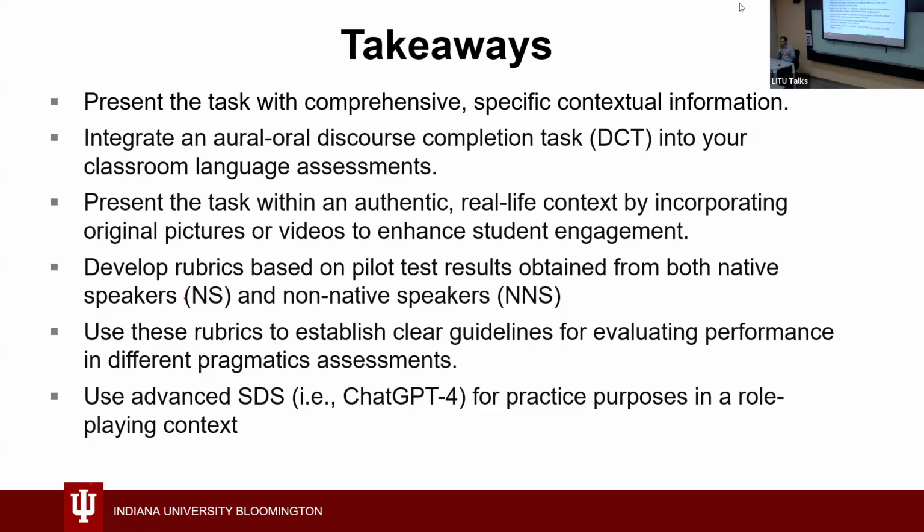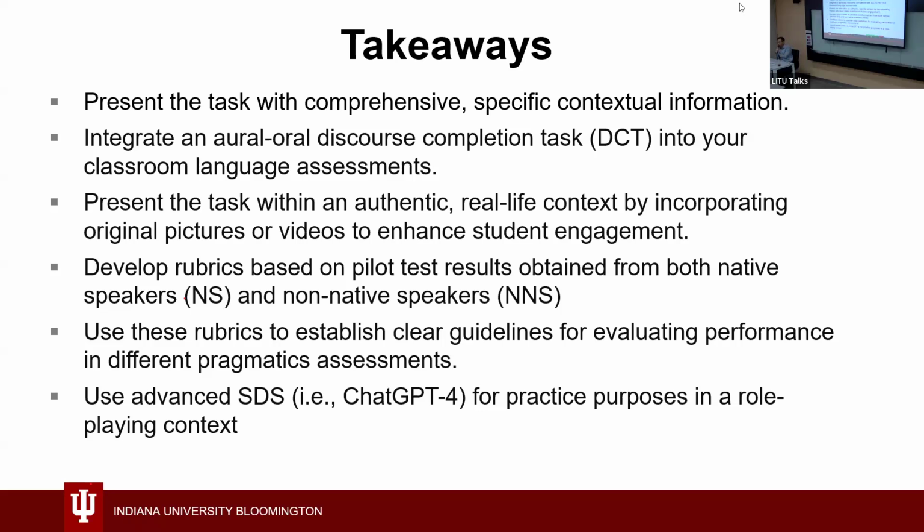Do pilot tests beforehand with both native and non-native speakers, and then identify what the possible responses are. And you can set the appropriate benchmark, probably 70 or 75% or above. If you set it at 50%, you're being too generous about the acceptable responses. And then use these rubrics to establish clear guidelines for evaluating performance in different pragmatic assessments.